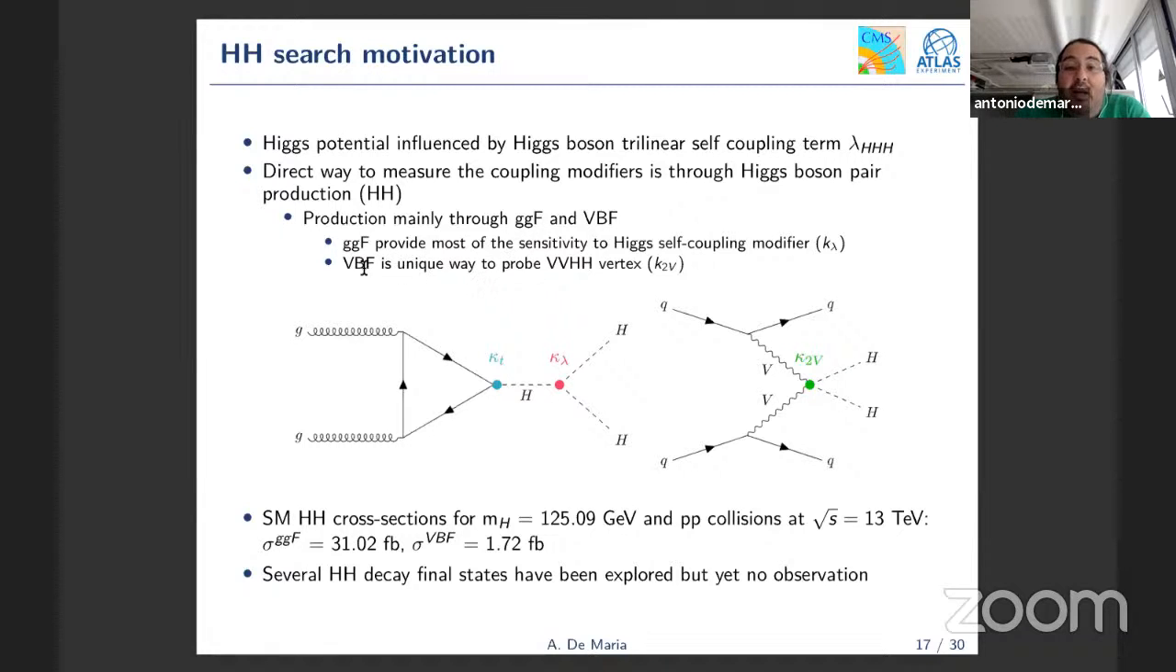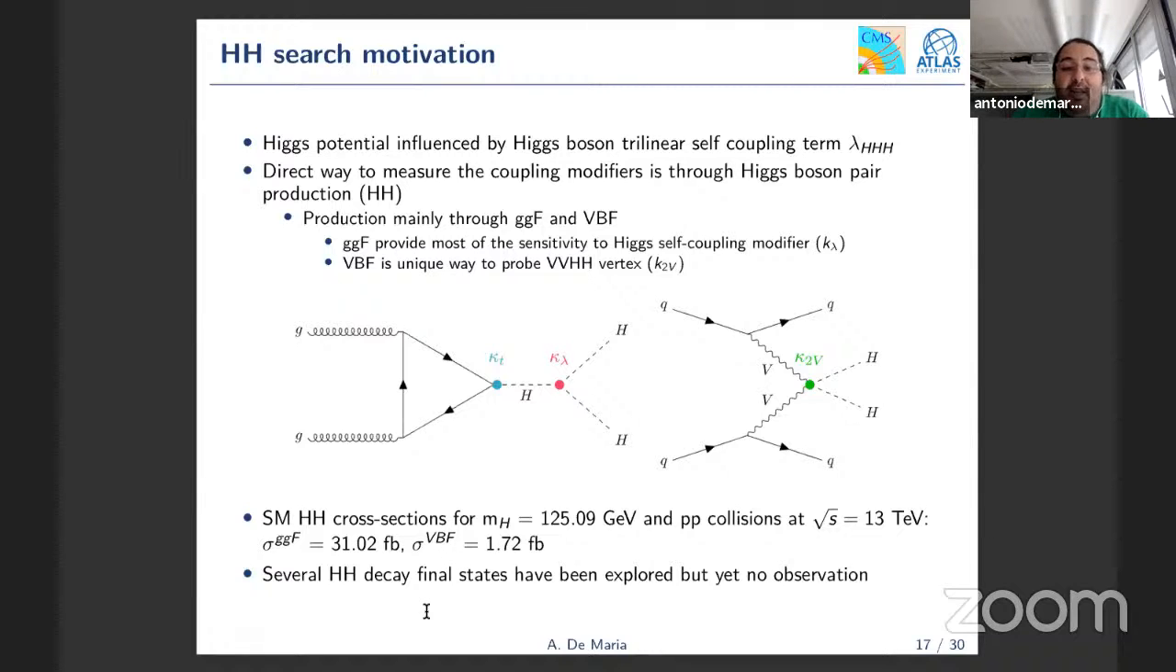For gluon fusion, this provides most of the sensitivity to the self-coupling modifier, called kappa lambda, which is the parameter lambda HHH compared to the standard model prediction, while VBF is a unique way to probe the VVHH vertex, as you can see on the Feynman diagram in the right part of the slide. So we may expect, for a Higgs mass of 125.09 GeV and for pp collisions at a center of mass energy of 13 TeV, a cross-section of 31 femtobarn from gluon fusion and a really small one for VBF.